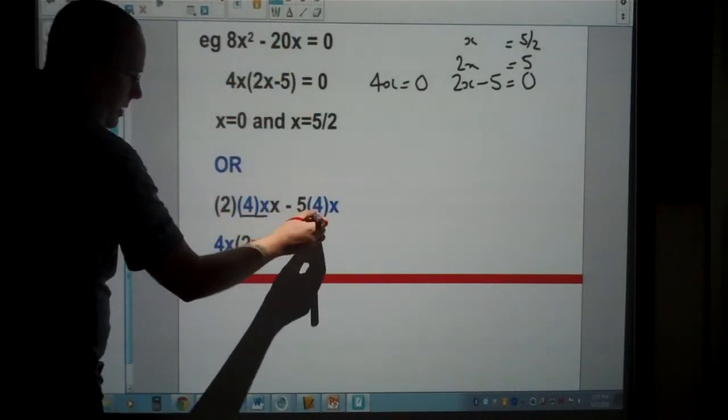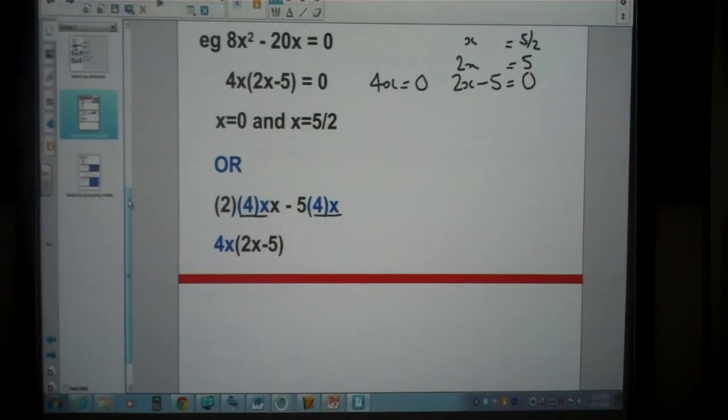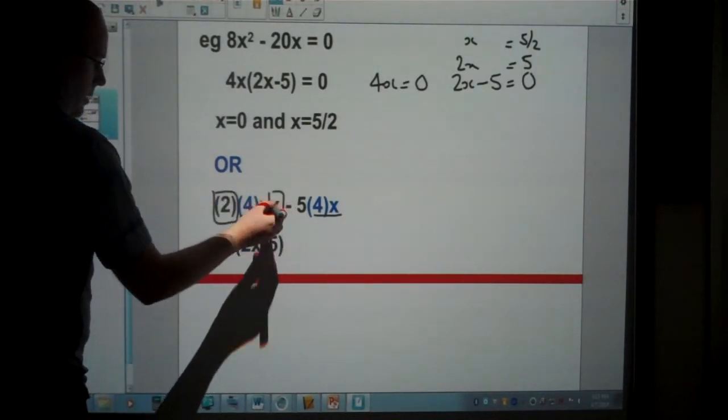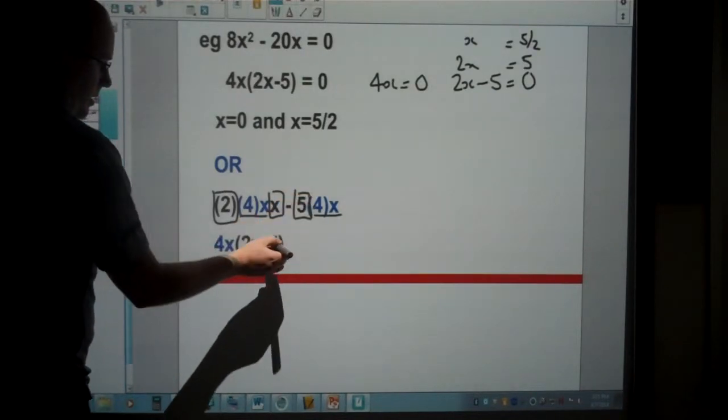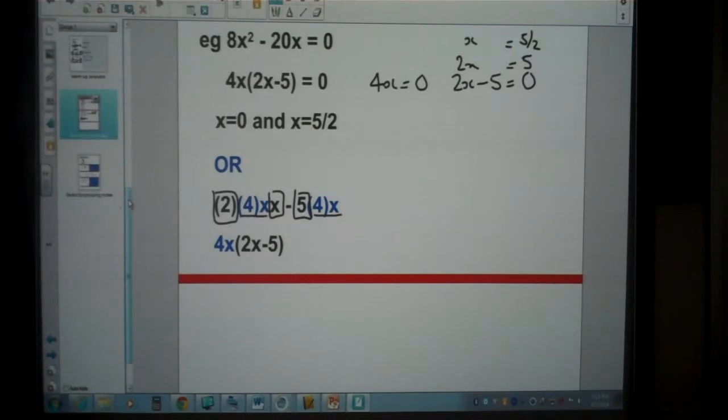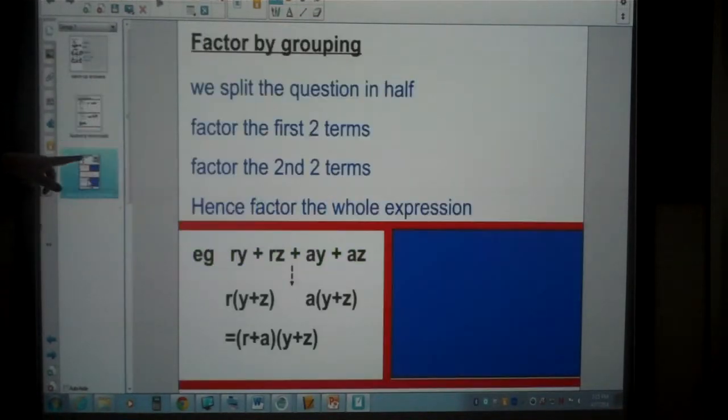And then just look what's the same here. So I can see both have a 4 and an x. But then what do I have left over? 2x. And what do I have left here? 5. So you still get the same factors, but just a different way of writing your answer. And at this stage we then practice from the worksheet that we had a few lessons ago.